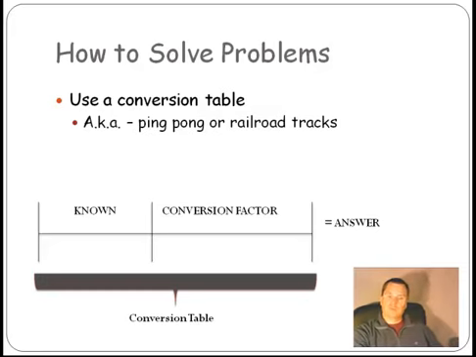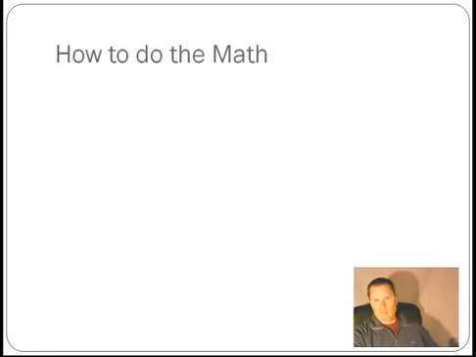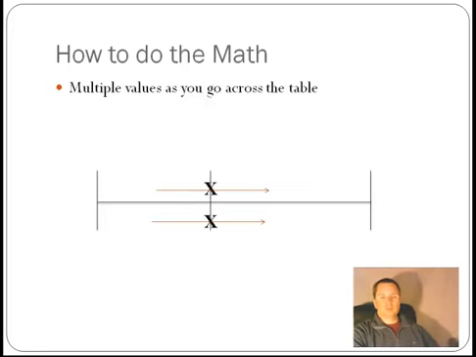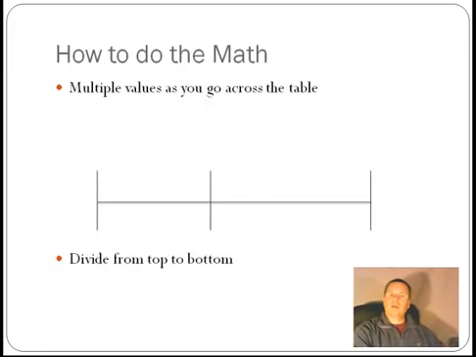So there's what our conversion table looks like. This is our answer. So how do we do the math? Well, if you're going across your ping pong table, you're going to multiply. So as you go across, you multiply the numbers on the top, left to right. Same thing on the bottom. Now once you get those done, anything on top gets divided by anything on the bottom. Okay, think of it as a fraction. You're dividing that way.